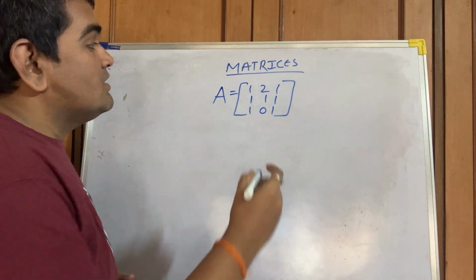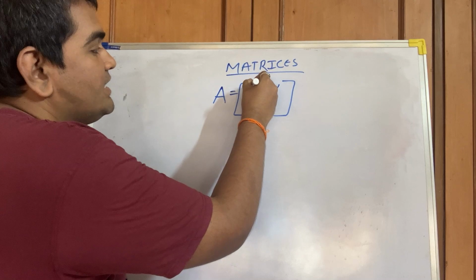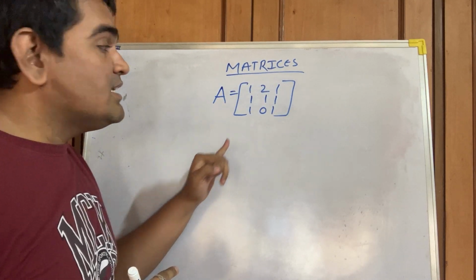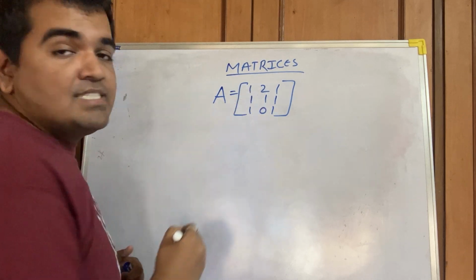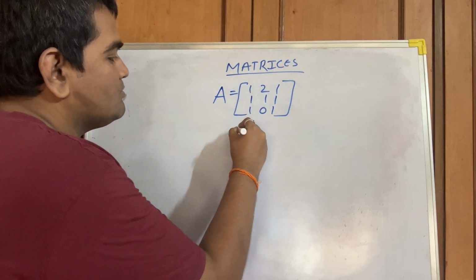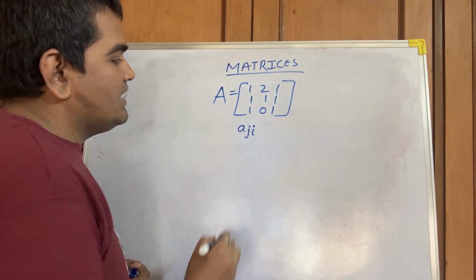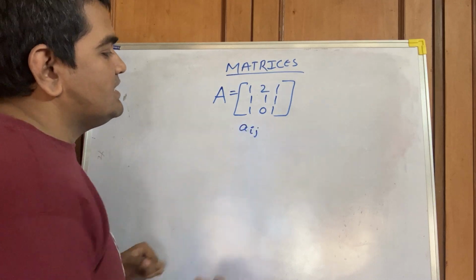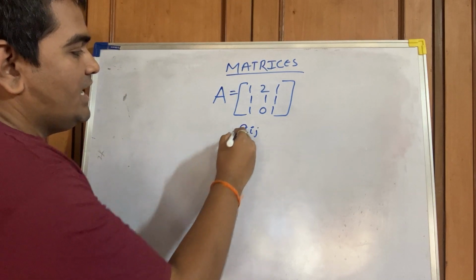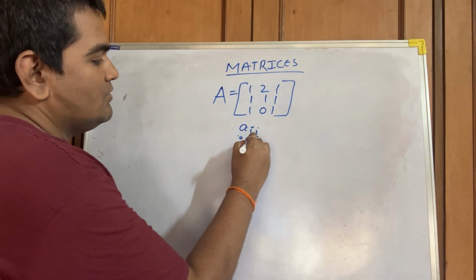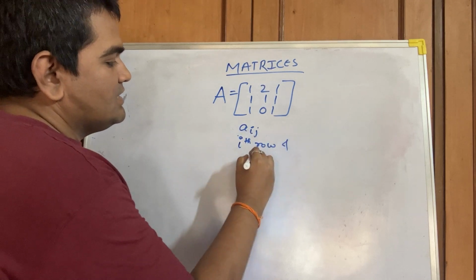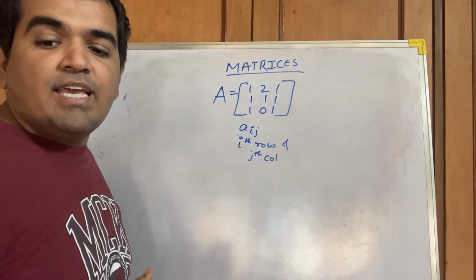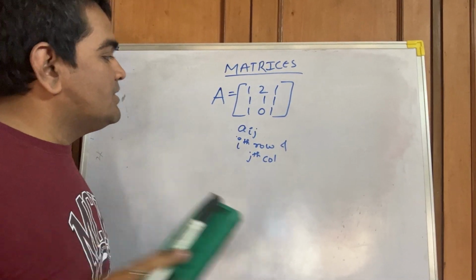Now the elements in the matrix, or the numbers or entities in the matrix, are known as the elements of the matrix, denoted by small a i j, that is, element a of ith row and jth column.